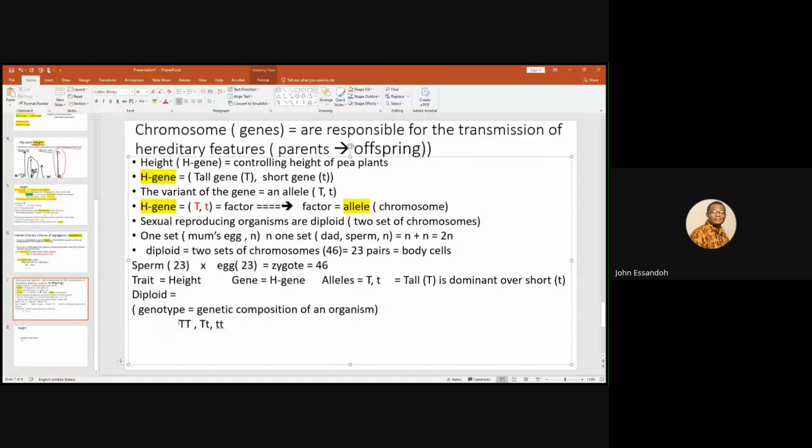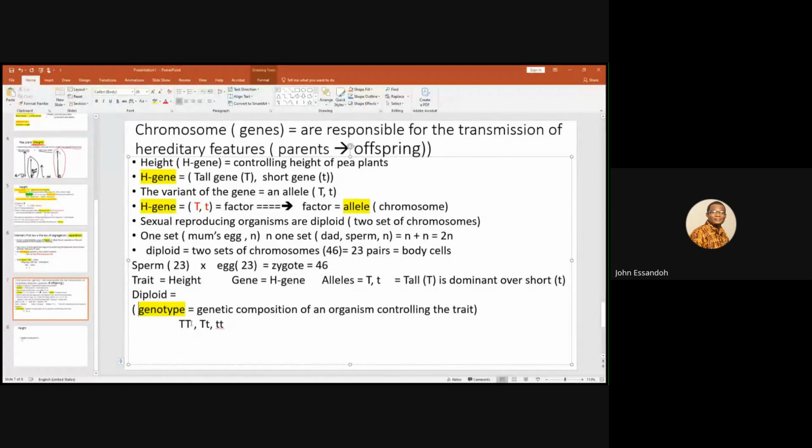Why? Because each organism should have two sets of chromosomes, and these two just make it different. So these are the genotypes, the genetic composition of an organism. And remember, this genotype is what controls the trait.